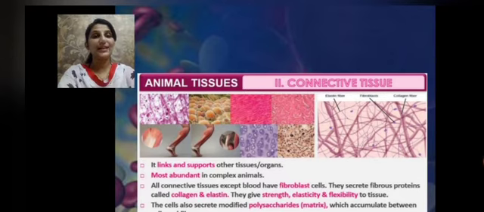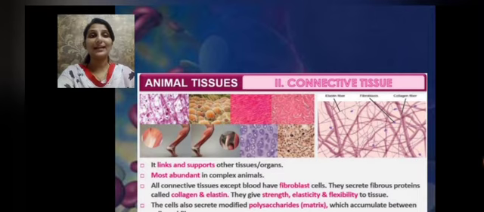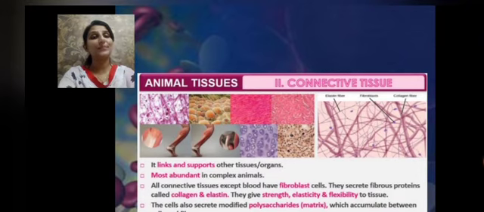All connective tissues, including blood. Blood is also a type of connective tissue. Of the different types of connective tissues, blood does not have fibroblast cells, whereas all the other types of connective tissue have fibroblast cells. And these fibroblast cells secrete fibrous proteins called collagen and elastin. These fibers, namely collagen and elastin, are secreted by specialized cells called fibroblast cells.